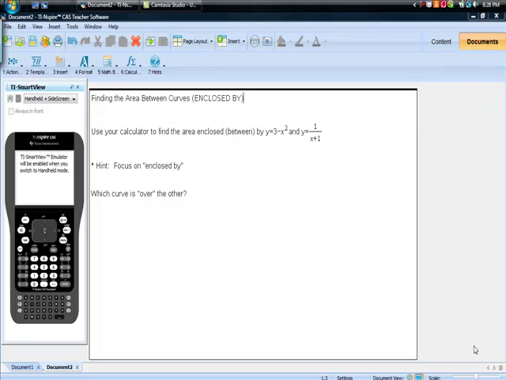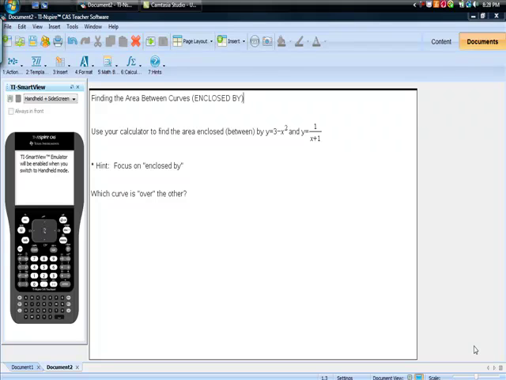Okay, so here's a question out of your workbook that says, use your calculator to find the area enclosed between y equals 3 minus x squared and y equals 1 over x plus 1. This threw me off a little bit today.